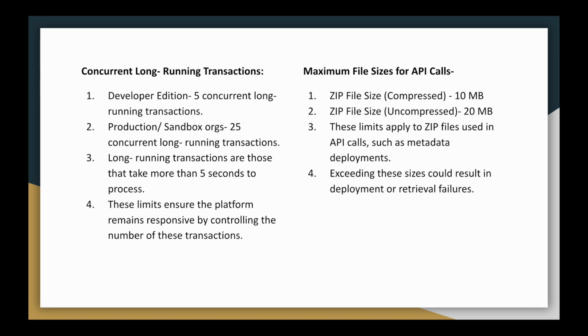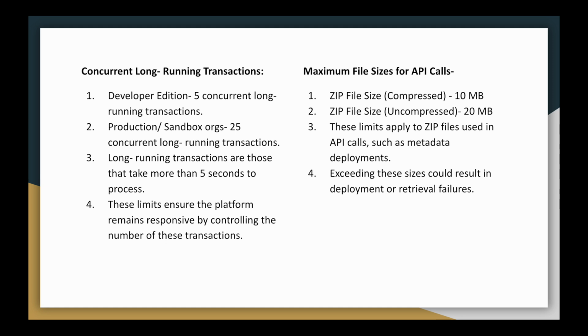Then we have concurrent long running operations. If we have multiple long running operations executed or queued one after another, in developer edition we can have 5 concurrent long running operations. In production, we can have 25 concurrent long running operations. And these limits ensure that the platform remains responsive by controlling the number of these transactions.